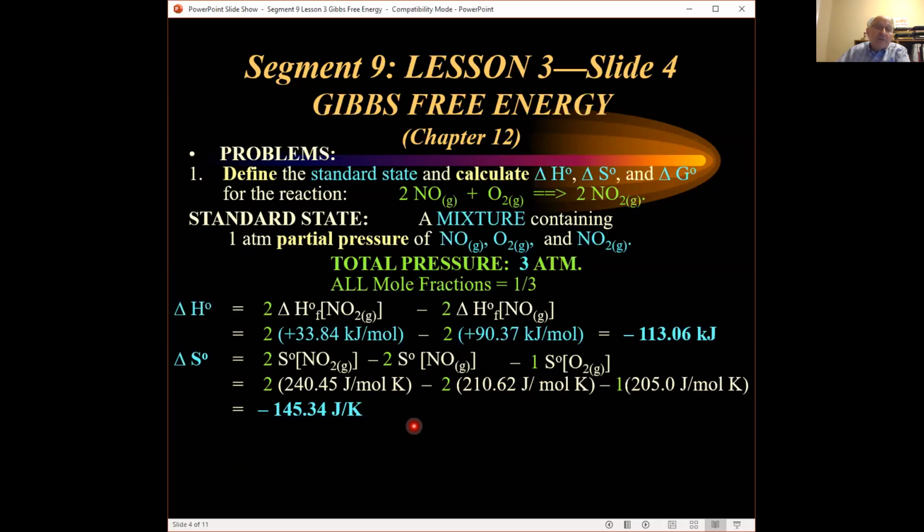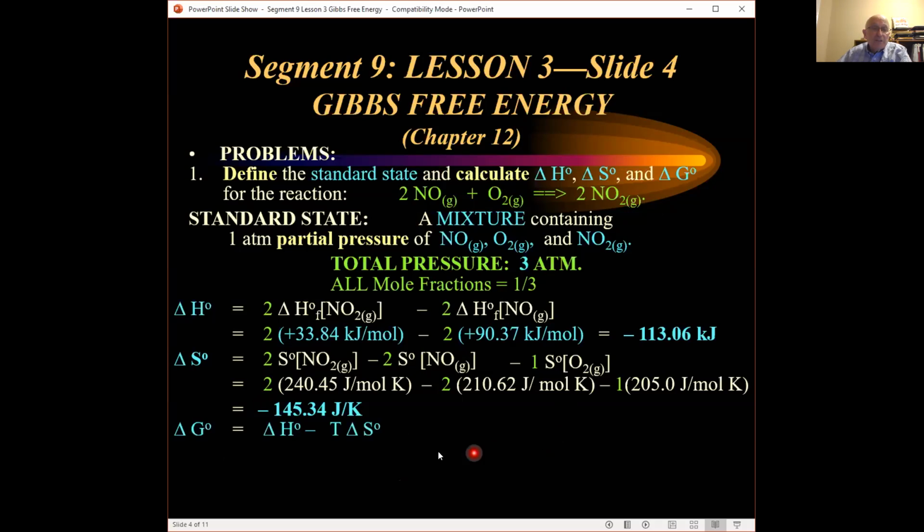And now, does that make sense? Well, let's look at the reaction. It goes from a disordered state that has 3 moles of gas in it to a more ordered state that only has 2 moles of gas. So the entropy does decrease, so it is negative. That makes sense.